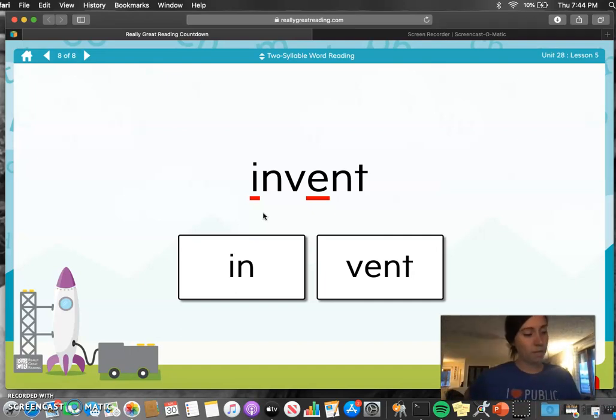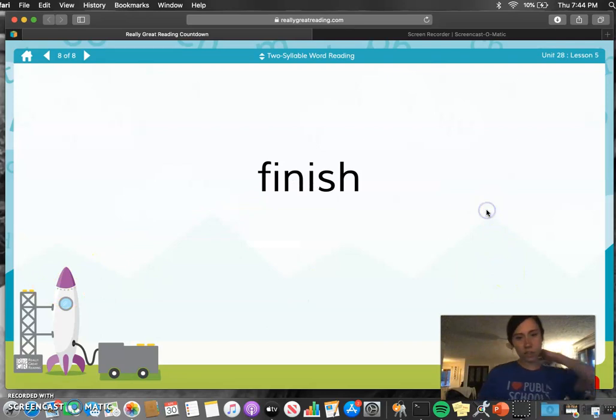Each syllable has 1 vowel and each ends with a consonant. So now we know how to read the word, because patterns tell us that the vowel will spell the short sound. Okay, so let's read it together. Our first word is in. Our next one is vent. Invent. Okay, so what's our word? Invent. Nice job. All right, let's go to number 2.